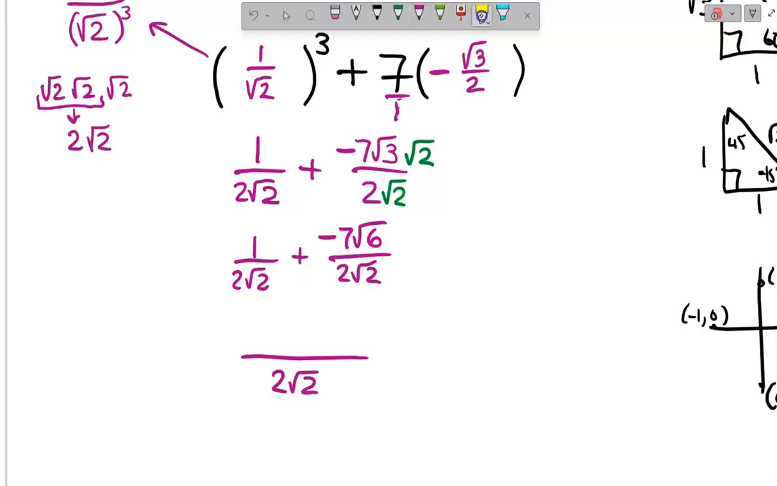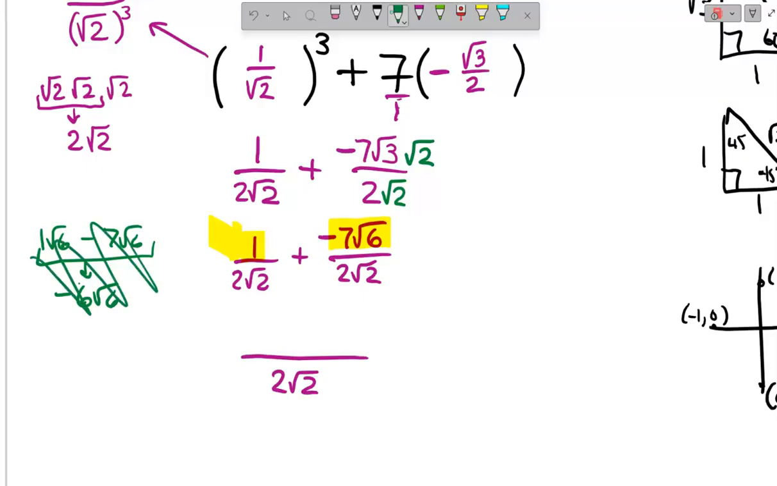Now 1 and negative 7 root 6 are not like terms. You can only add radical terms if they have the same radical. Meaning if this 1 right here had a root 6 on it, so if it was like 1 root 6 minus 7 root 6, well, that you could combine and you would say that the answer would be negative 6 root 6 in that case. But that's not what we're dealing with here.